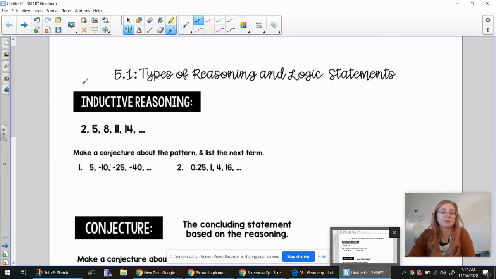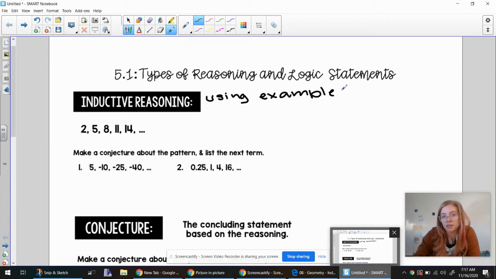The first type of reasoning we're going to talk about is inductive reasoning. Inductive reasoning is using a certain number of examples to arrive at a conclusion.